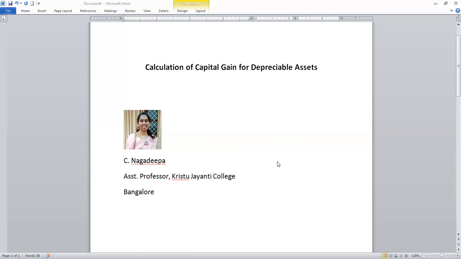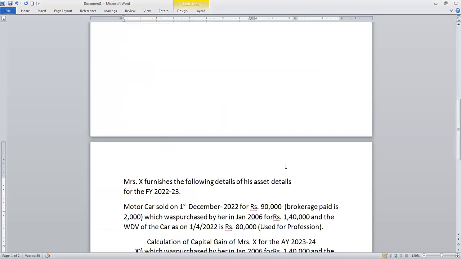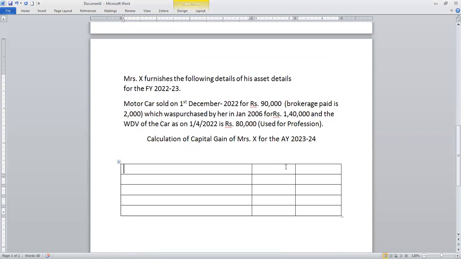Today we are going to see one problem, and then you can understand how we can calculate the capital gain. See, this is the problem. Mrs. X furnishes the following details of her assets for the financial year 2022-23, that means assessment year 2023-24.